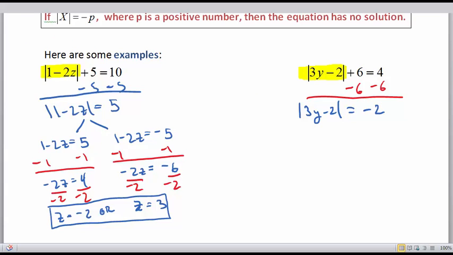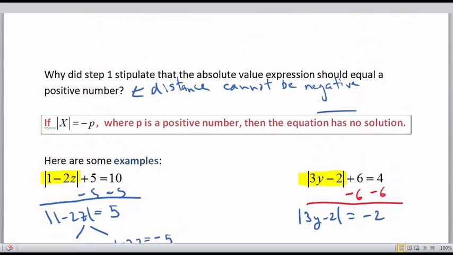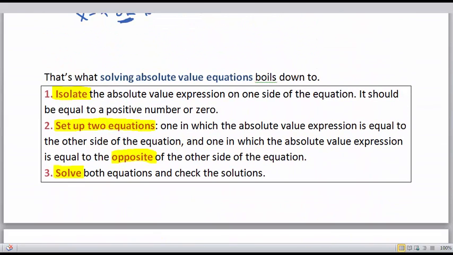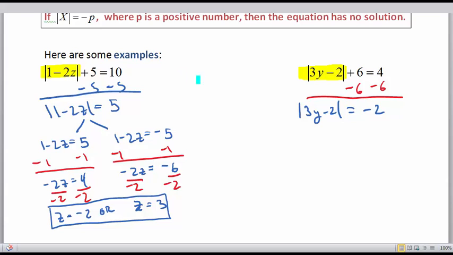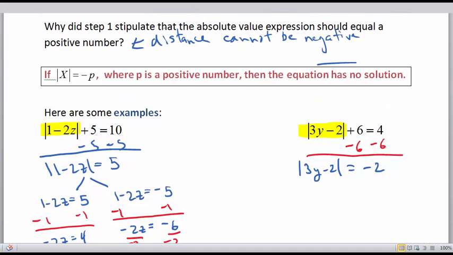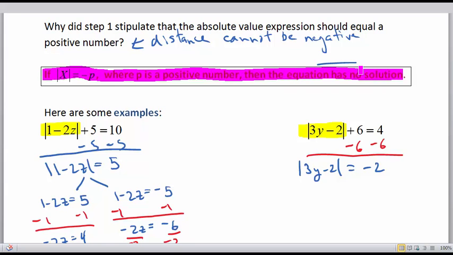And this is where you have to stop yourself and go back to what I had written on the first step of my process, right? See how it says, once I isolate the absolute value expression, it should be equal to a positive number or 0. In this case, I have an absolute value expression equal to a negative number. So remember what we said? We said right here, if you end up with something that looks like this, then the equation has no solution. And that's what I have, right? I have the absolute value of something equals a negative number. So I stop there and I say, all right, absolute value can never be negative because I think of it as a distance. So I just stop right here and I'm done.